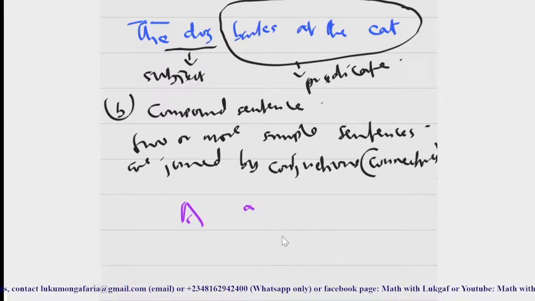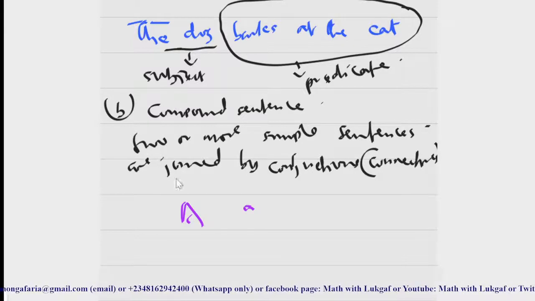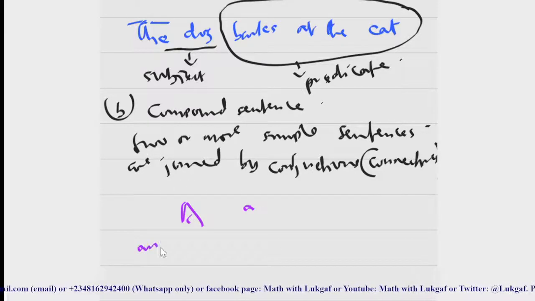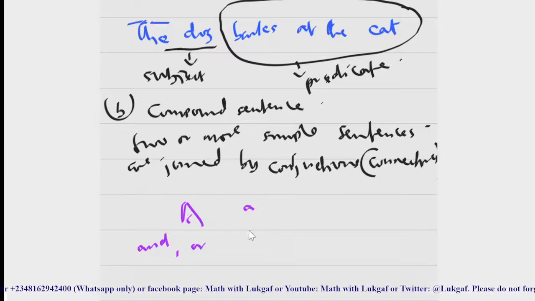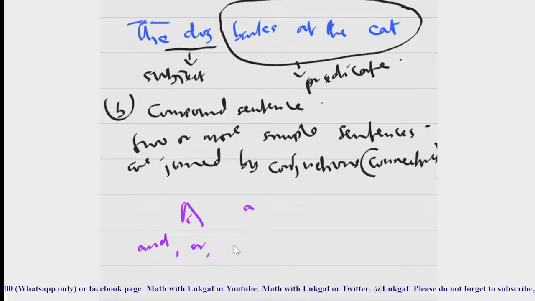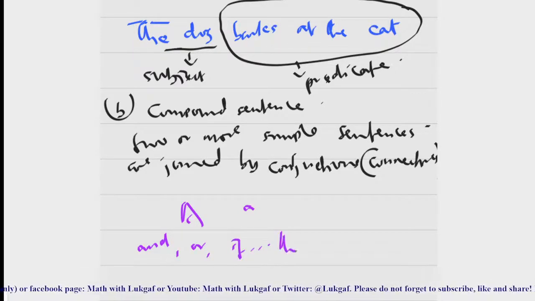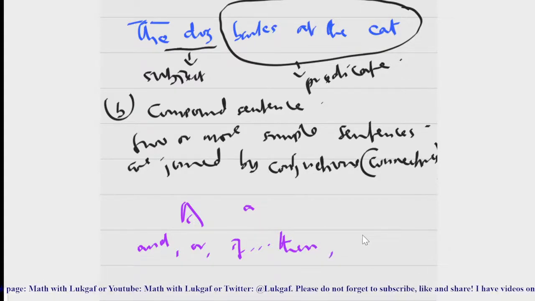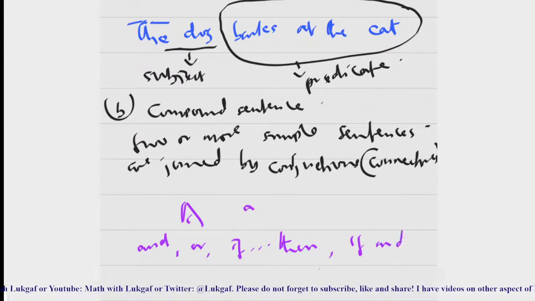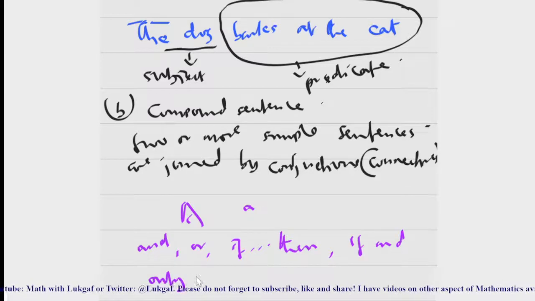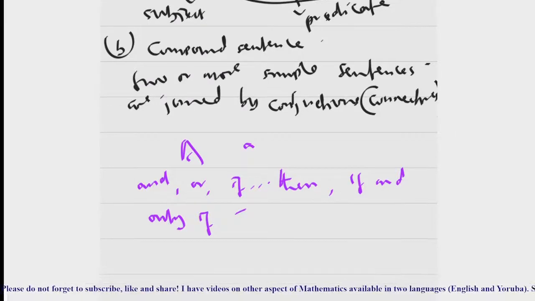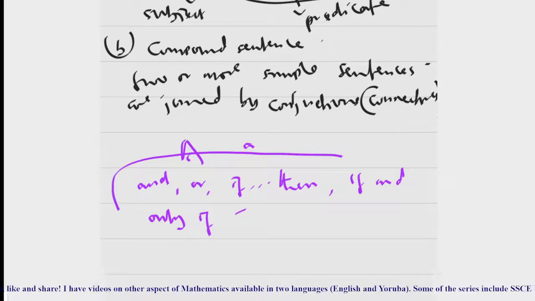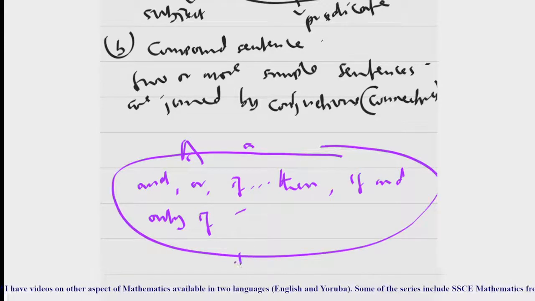and these connectives, you can have, just like your conjunction, you can have and, or, then we can have if then. I'm going to explain very well. Then if and only if. So they are connectives. They combine two or more statements together. So all these connectives, I said they are called connectives.